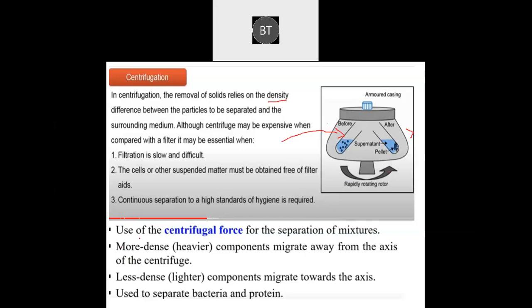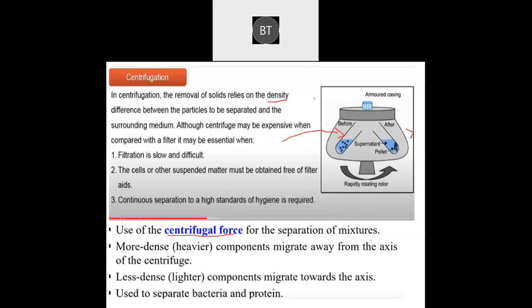Then the use of centrifugal force for separation of a mixture. What does this mean? It means that centrifugation operates because of the centrifugal force and the density of your material; that is how the mixture is separated. The denser your compound, or the heavier it is, the more it migrates away from the axis.